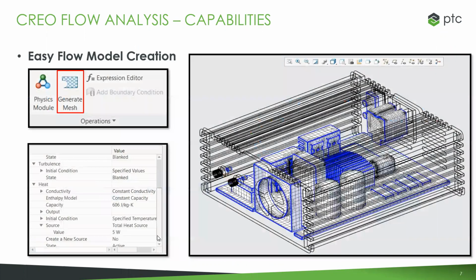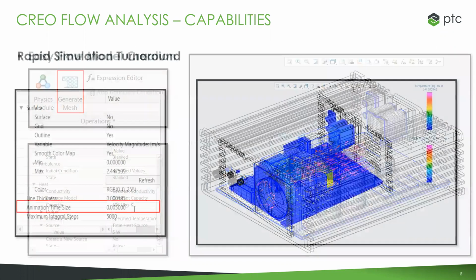I'll go through and show how this all works, but from the start, it's a very easy flow model creation. So you have the ability to tell the system to automatically generate the mesh. You don't have to go through and define all of that yourself. You still do have the ability to make, for example, the mesh and the flow more defined in areas where you might want to have more control, but you could also just let Creo do a lot of that work for you as well.